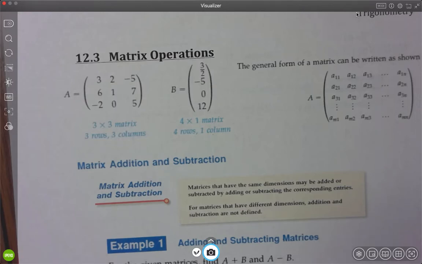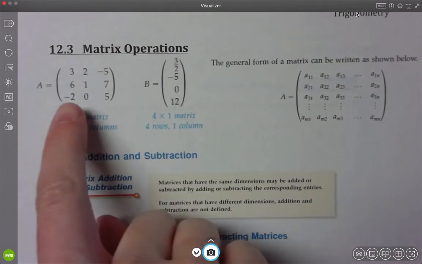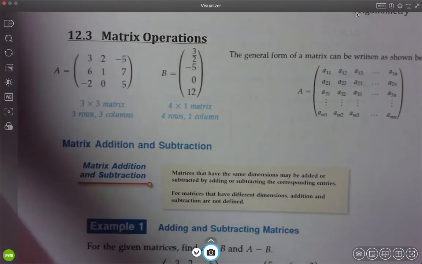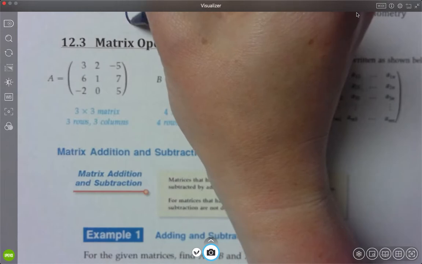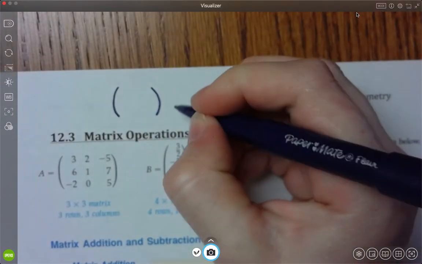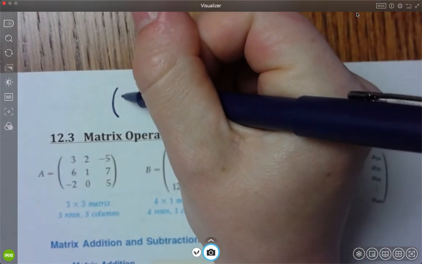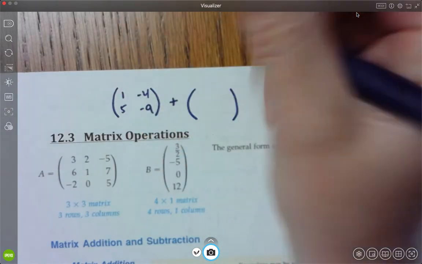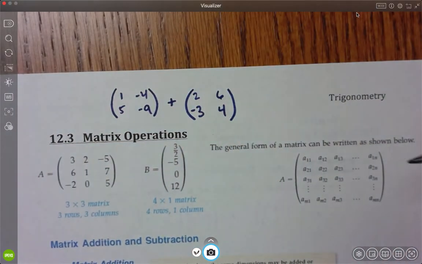So these are going to be the type of problems that you're going to see probably the most on the ACT. They'll just write your matrices kind of looking like this. Keeping in mind the same concept as the last couple sections, what you'll a lot of times see on the ACT is you're adding two matrices together. So you might have 1, -4, 5, -9, 2, 6, -3, 4. I don't know, something like that, where you're adding together, right?